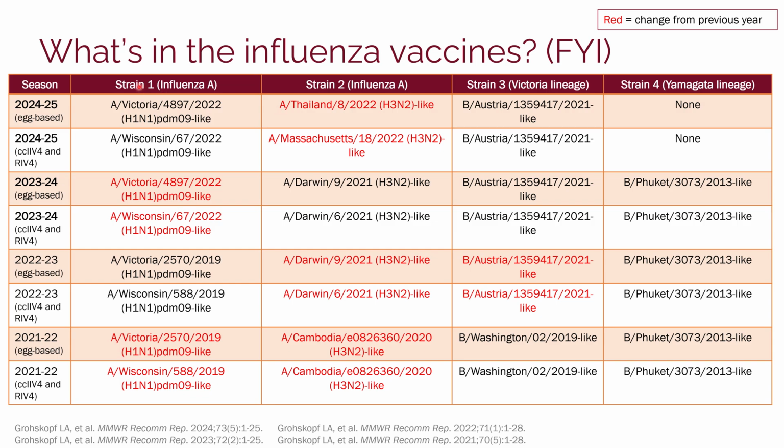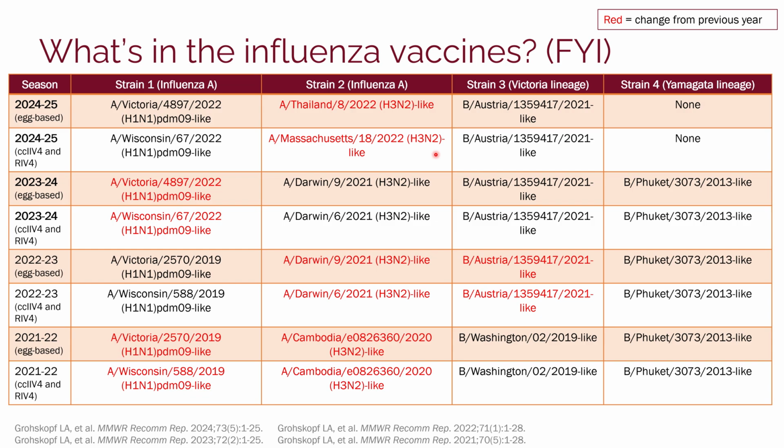So in general, trivalents target 2 influenza A strains and 1 influenza B strain, and quadrivalents will do 2 influenza A and 2 influenza B strains. Now, prior to 2021-2022, we essentially had trivalent and quadrivalent formulations available at the same time, so people could choose whether they want trivalent or quadrivalent. However, since the 2021-2022 influenza season, all vaccines have been quadrivalent until 2024-2025, where we switched to trivalent specifically.